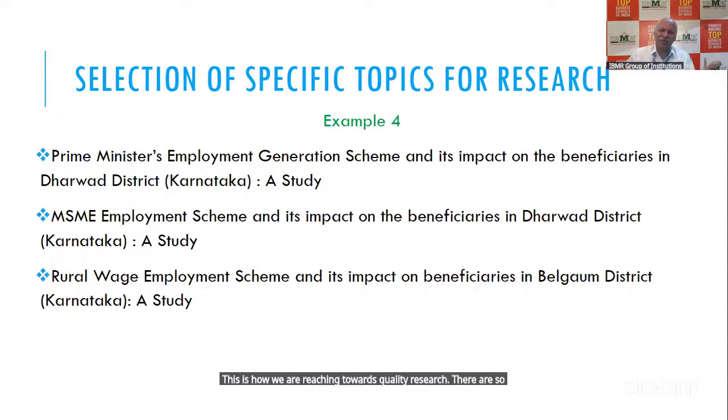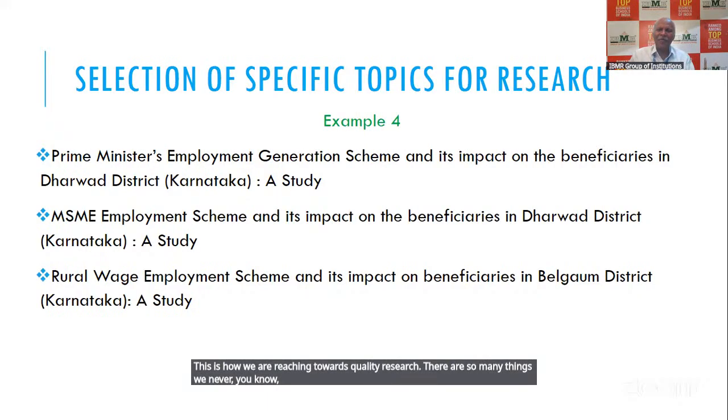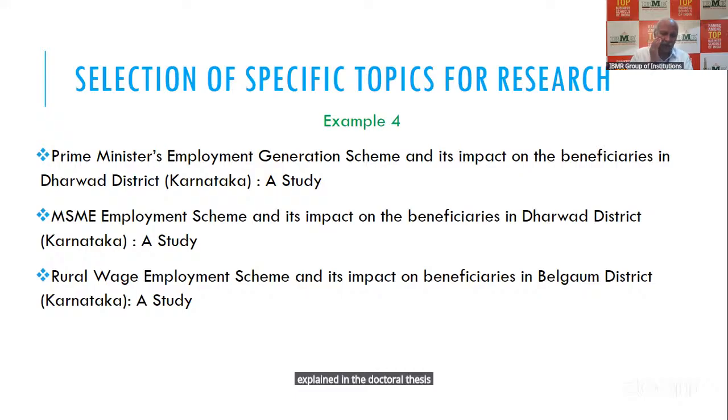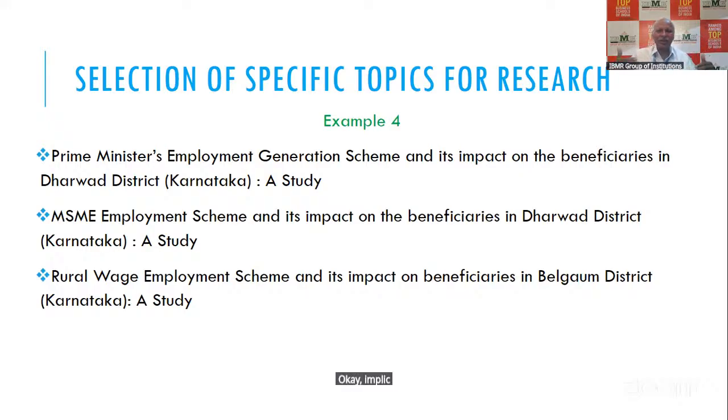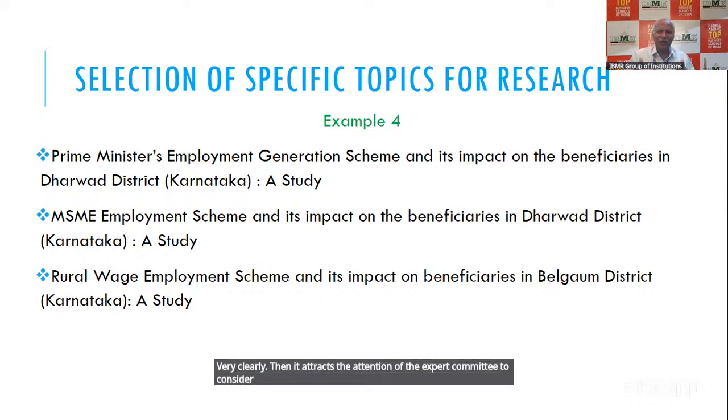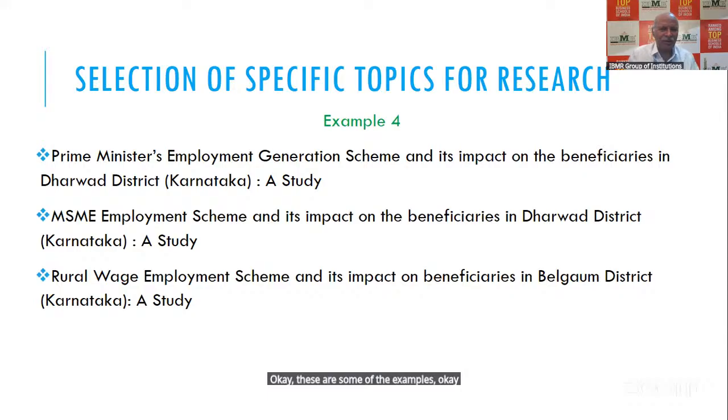There are so many things we never explain in the research proposal or in the doctoral thesis. A very good point. Still, you will come to know many things, because the proposal and the methodological approach should be as clear as possible. Everything we need to indicate very clearly: time period, duration, scope, implication. Then it attracts the attention of the expert committee to consider my research proposal for funding. These are some of the examples taken for the research problem.